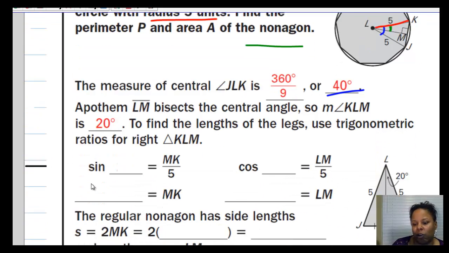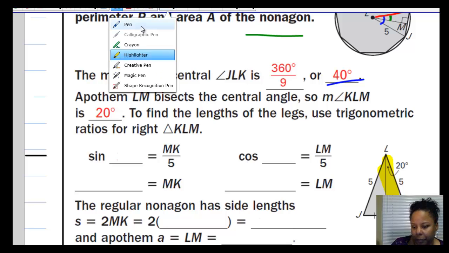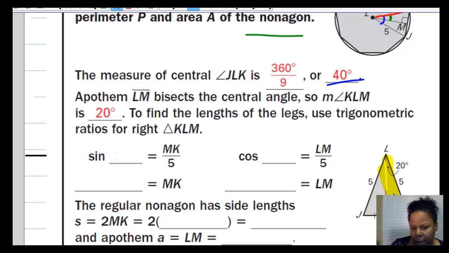So I like to draw the right triangle that we're working with, and that's what we have right down here. The right triangle that we're working with is this right triangle, and where this angle is 20 degrees, and they gave us that the radius was 5, and we have to figure out 2 pieces of information to find the area. We have to figure out the apothem, and we have to figure out the side length.